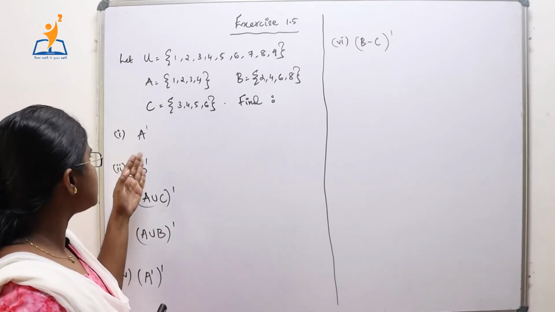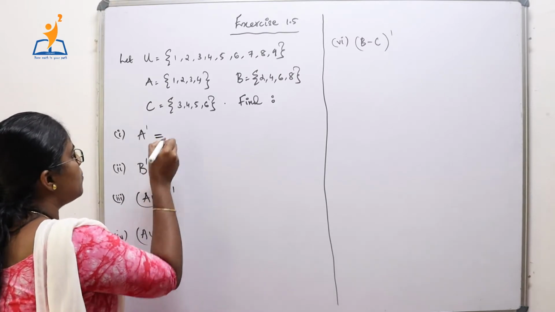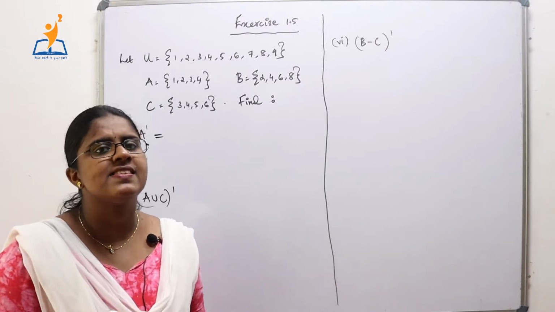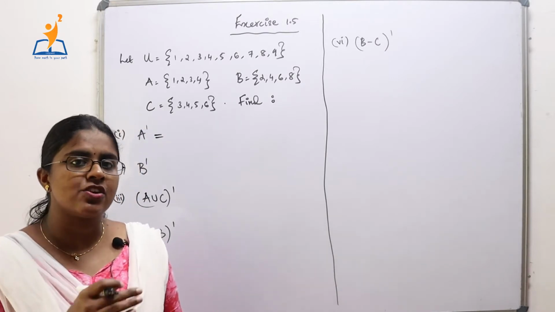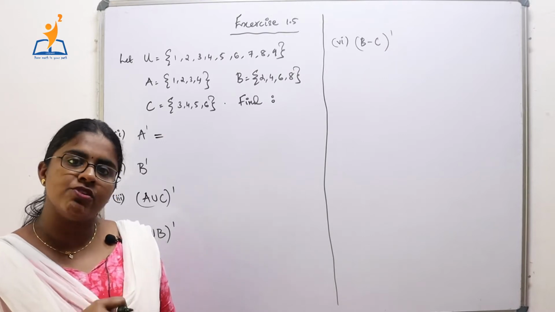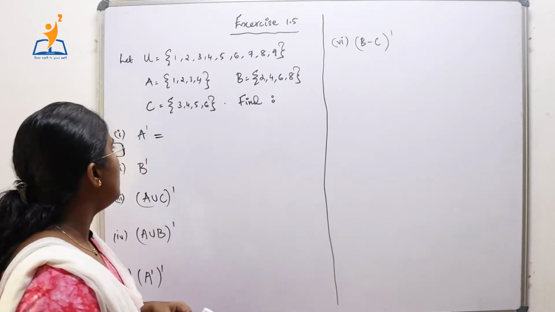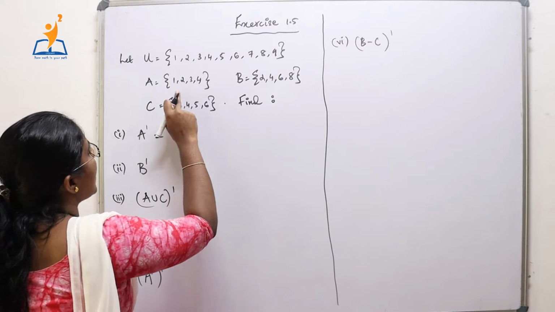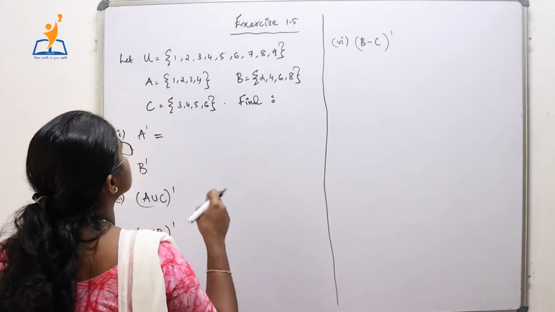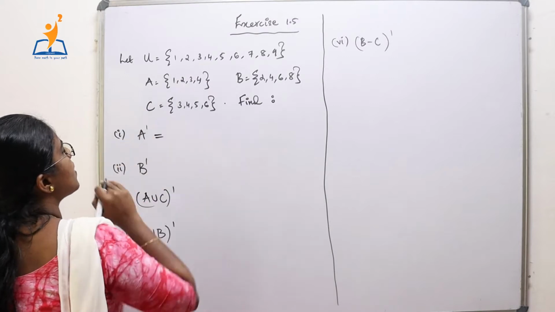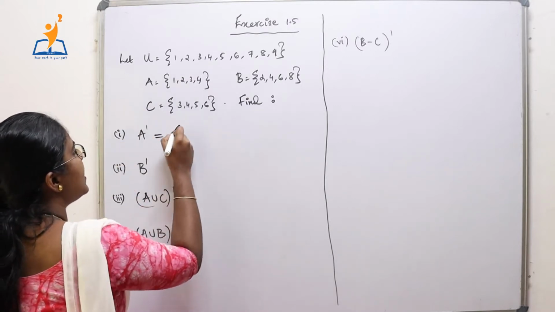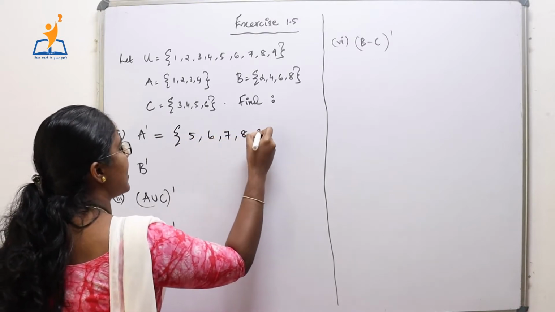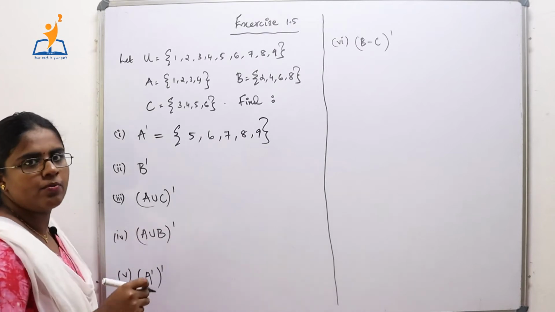First of all we have to find A complement. What is the definition of A complement? If A is any set, then A complement is the set of elements of the universal set which are not in A. For finding A complement, we look at A. A contains 1, 2, 3 and 4. So from the universal set we remove 1, 2, 3 and 4 and write the other elements, that is 5, 6, 7, 8, 9, and this is A complement.